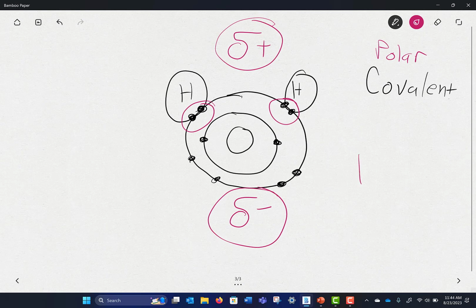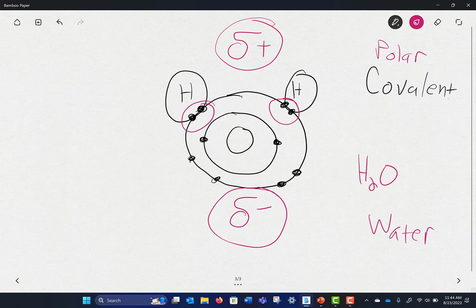Going back to our polar covalent bond, we would write this H2O, 2 atoms of hydrogen, 1 atom of oxygen. This, of course, is water. Water is a polar covalent molecule.